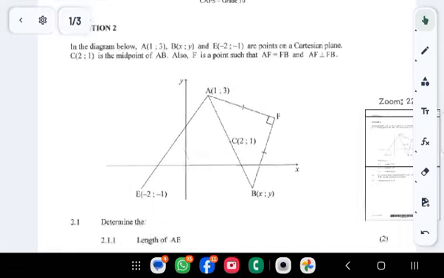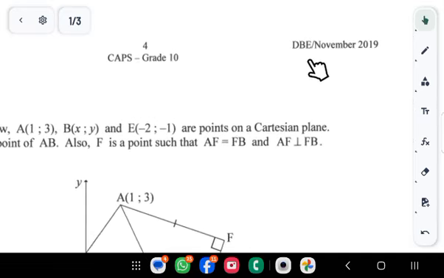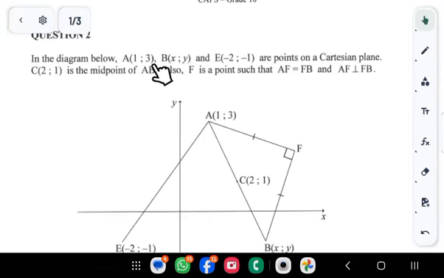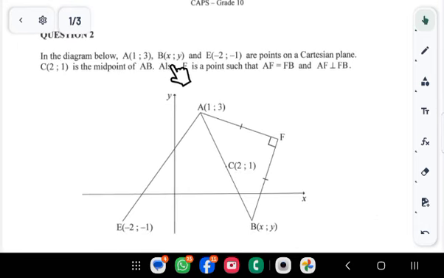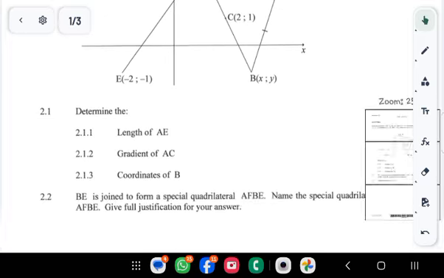And in this video, we're going to focus on analytical geometry for mathematics grade 10. This question comes from the November 2019 Department of Education exam. Question 2 goes: in the diagram below, A (1, 3), point B (x, y), and point E (-2, -1) are points on the Cartesian plane. Point C, with coordinates (2, 1), is the midpoint of AB. Also, F is a point such that AF equals FB, and ABF forms a right-angled triangle, and AF is perpendicular to FB.